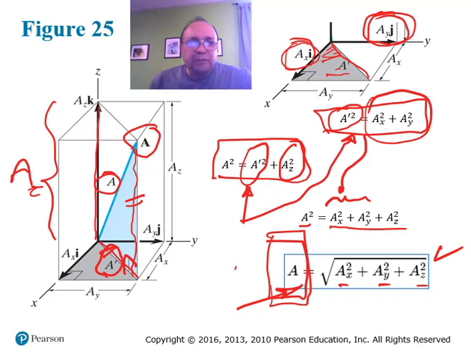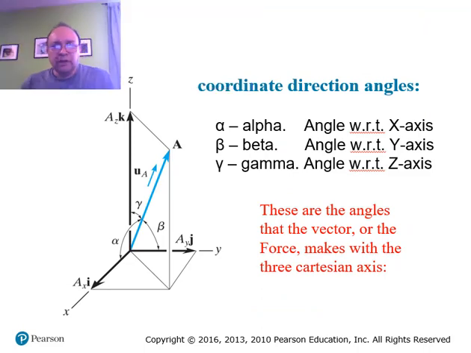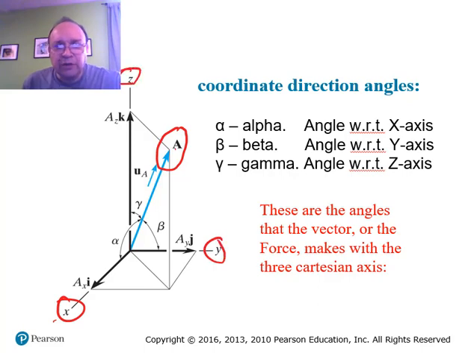Another important concept when working in 3D is what is called coordinate direction angles. You just have to know that we call the angle that the vector makes with each one of the three axes x, y, z. Those angles are called alpha, beta, and gamma. Alpha is the angle that the vector makes with respect to the x-axis. Beta is the angle with respect to the y-axis, and gamma is the angle with respect to the z-axis.